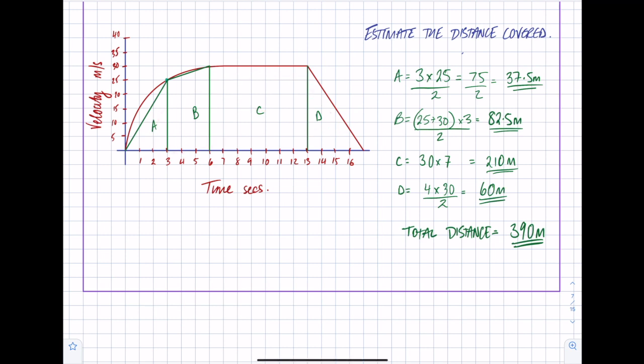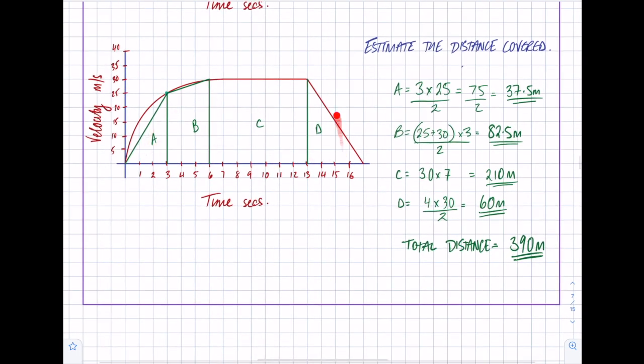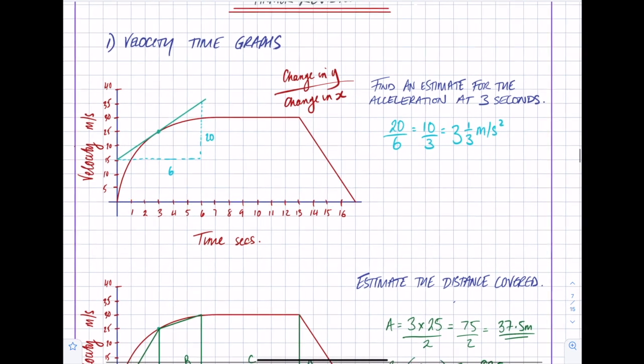Now that is an underestimate because you can see here I've not actually included that part, and there's a little slither here I haven't included. So when you're working out, it will generally be an underestimate. So a couple of things to remember. First, to find the distance, you find the area underneath the shape, split it into different sections and find that. And then here, to find the acceleration at a particular point, draw a tangent, find the gradient of that line.